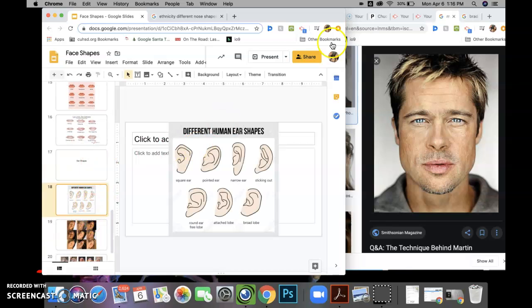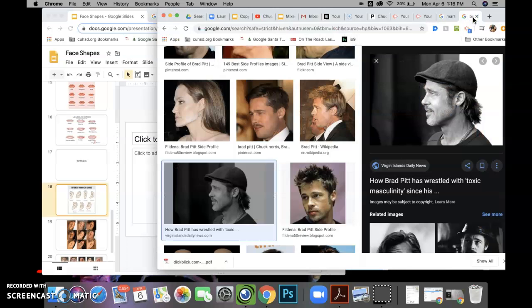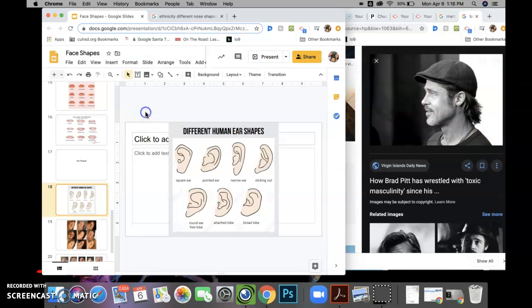Okay, so here we go. Ear shapes. I think we're going to have to go back to the side profile view to figure out what kind of ear he has. It's a broad earlobe, I think. I don't know. Attached lobe? Yeah, his lobe is attached. It's not hanging. Doesn't seem like his ear is sticking out very far. He doesn't have a narrow ear. Maybe it is kind of pointed with an attached earlobe. It's one of these two, I think. Okay.